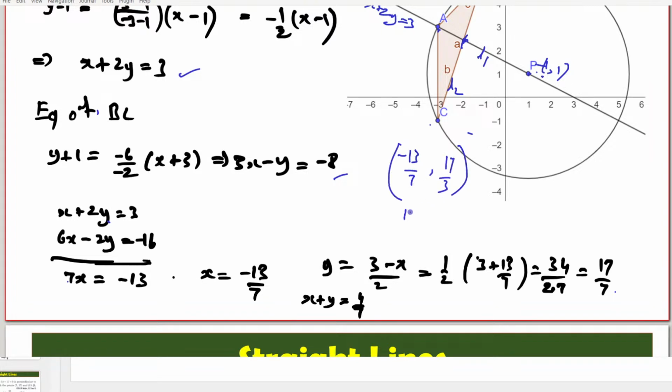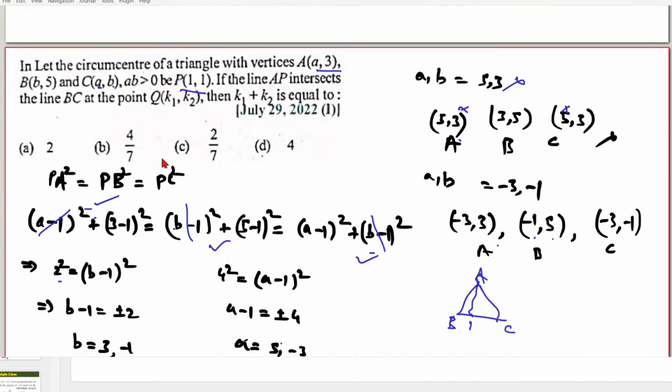So this is our k1 comma k2. Right. So what is k1 plus k2? k1 plus k2 is 17 minus 13 by 7. Right. Which is nothing but 4 by 7. That is our final answer. 4 by 7. Right, guys?